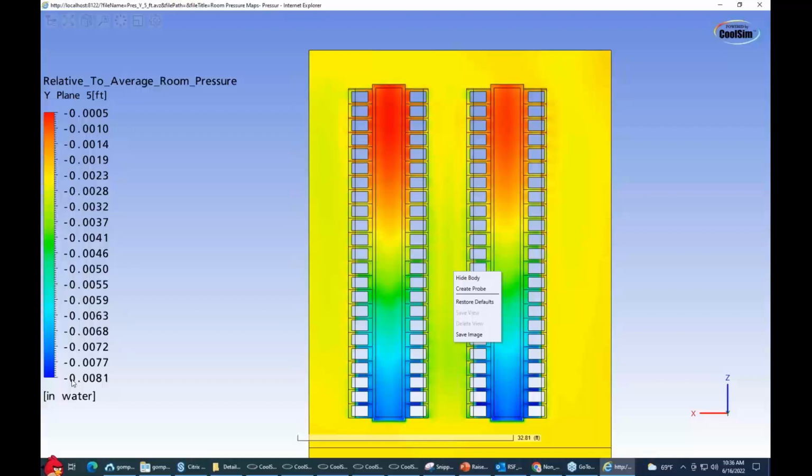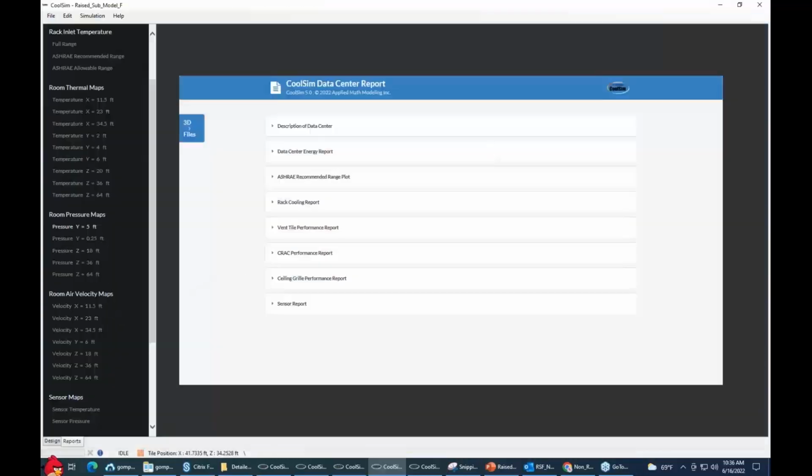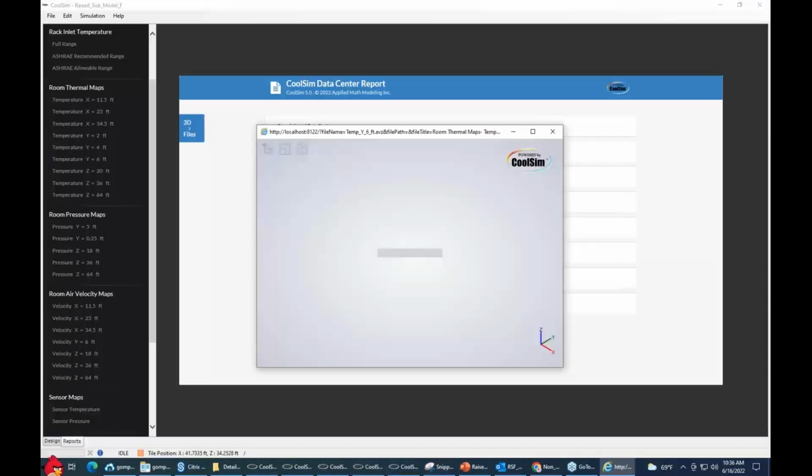Remember, in the case of pressure, what you are most interested in is the differential pressure. So the units don't matter that much. You're just interested in the differential. So now let's take a look at temperature. We'll take a look at temperature at a slice here. We'll go Y 6 feet.